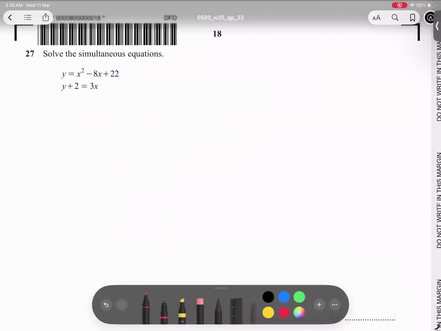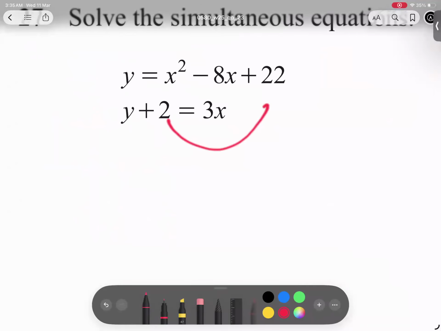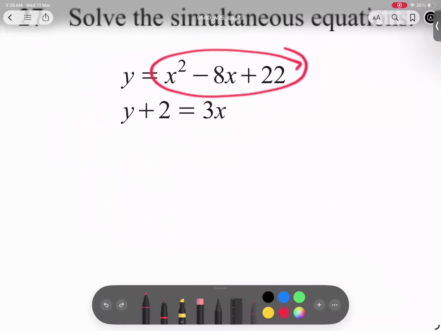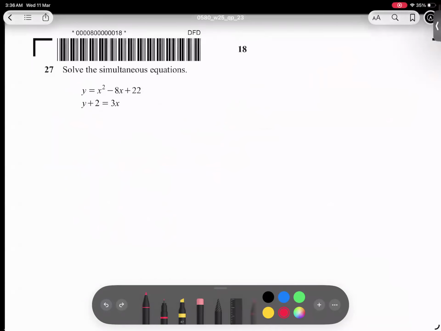Number very important, simultaneous equations. You bring 2 here, no problem, or completely plug the y value in here. Or you bring 2 here, then it becomes 3x minus 2. This value copy here. Both values are okay. Both techniques are okay. All right.